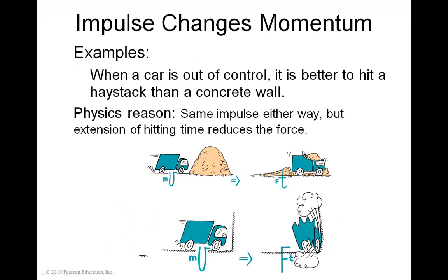Okay, so when a car is out of control, it is better to hit a haystack than a concrete wall. You already knew that. But why? Same impulse, but because of the amount of time, if you have more time, that reduces the force. Bigger time, less force.